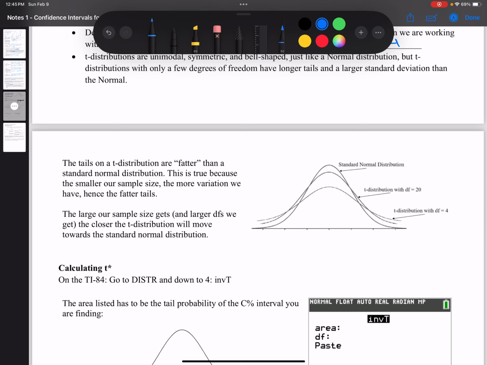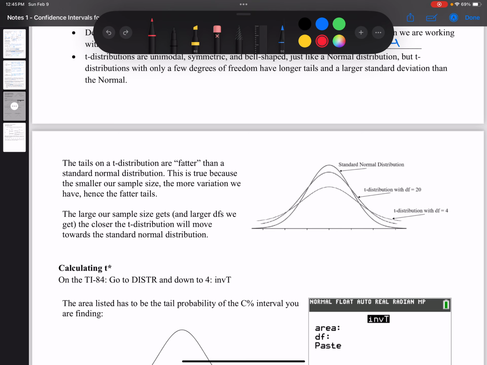So here at the top, where the arrow is pointing, the peak is the highest and the tails are the shortest. That's our standard normal distribution. That was when we used our z statistic.